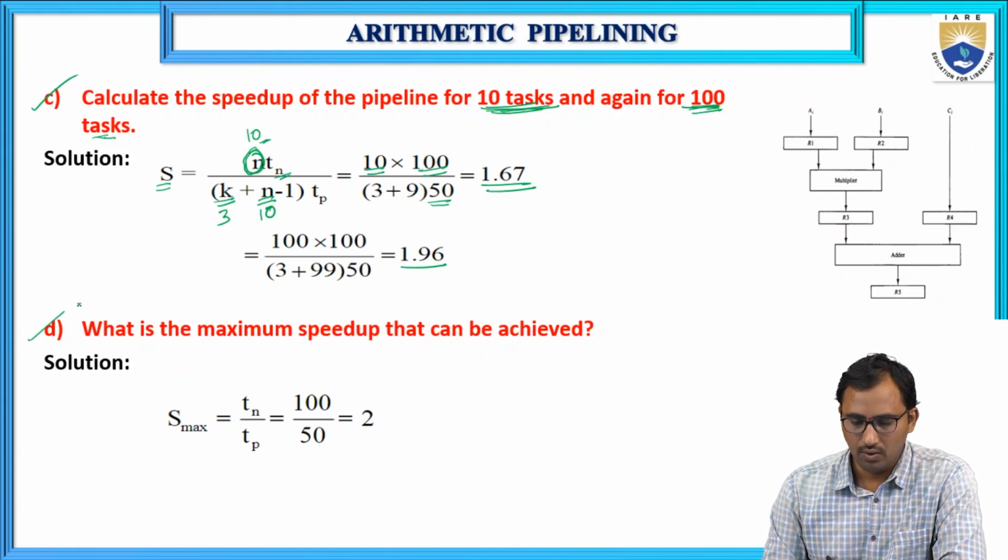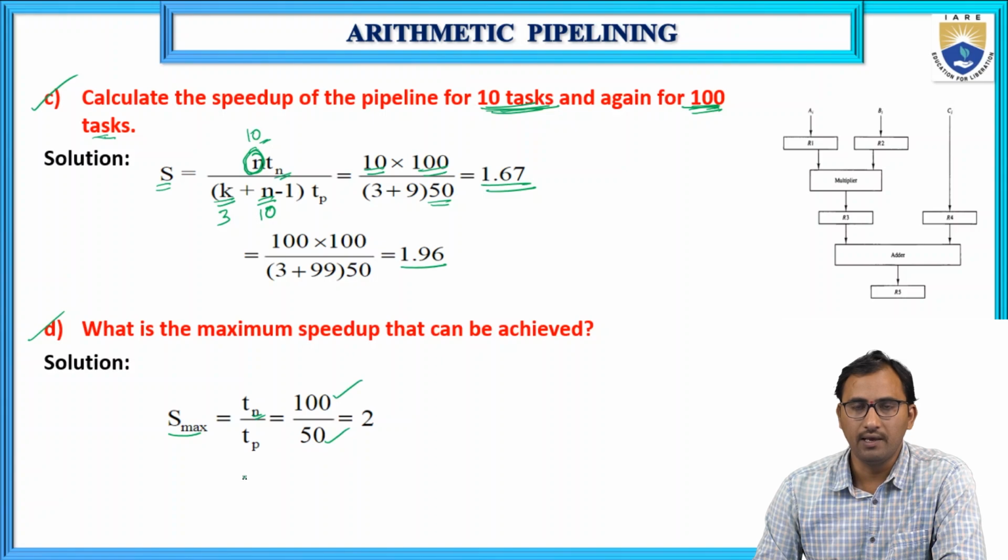And next one, what is the maximum speed up that can be achieved? So the maximum speed up that can be achieved, S max, is equal to Tn, time required for non-pipeline execution, by time required for pipeline execution. So Tn will be 100 and Tp will be 50. So you will get 2. So 2 is the maximum speed up that can be achieved.